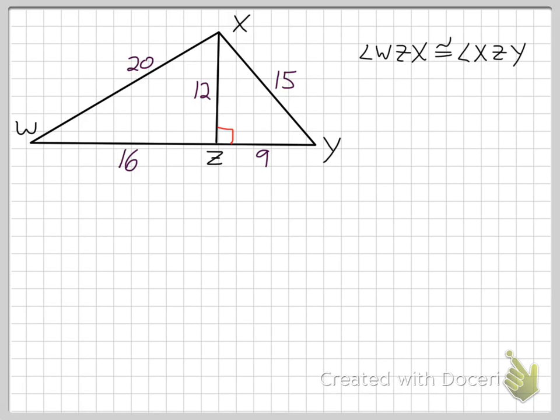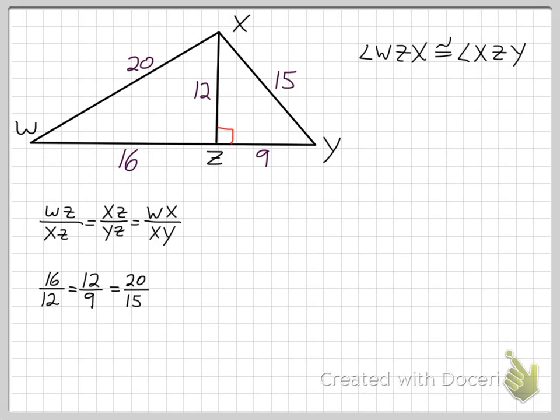Angle WZX, which would be this angle, is congruent with angle XZY, correct? Those two angles are congruent by the linear pair postulate. So we have these two angles, and we have corresponding sides. So we have WZ and XZ corresponding, and XZ and YZ corresponding, and WX and XY corresponding as well. So let's see if these corresponding sides are proportional.